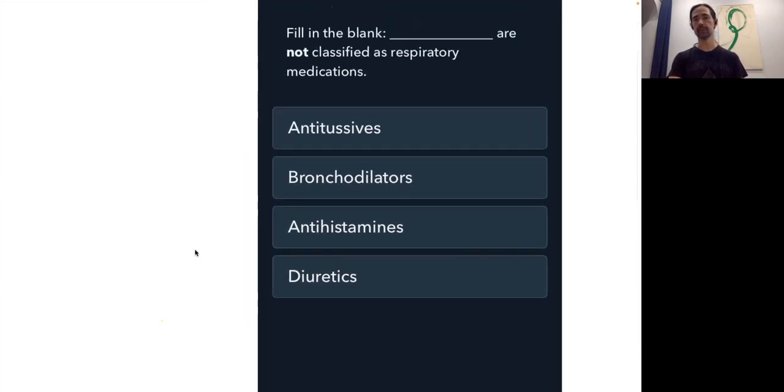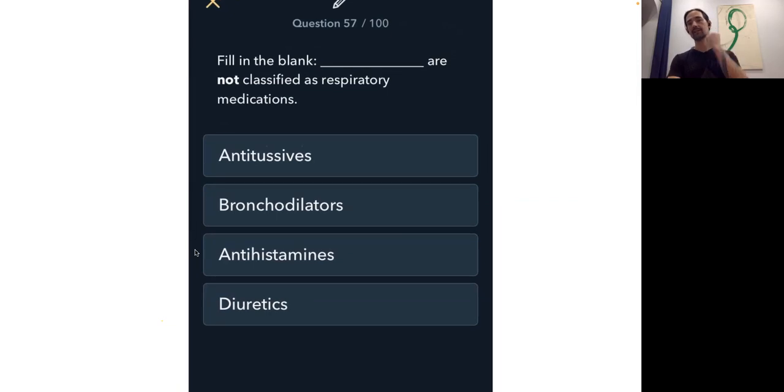Okay, fill in the blanks. Blank are not classified as respiratory medications. Antitussives, bronchodilators, antihistamines, or diuretics. Let's just check your colloquial knowledge. An antitussive means what? Tussive means coughing. Antitussive means stopping coughing. And then, is the answer diuretic? The answer is diuretic, yes.